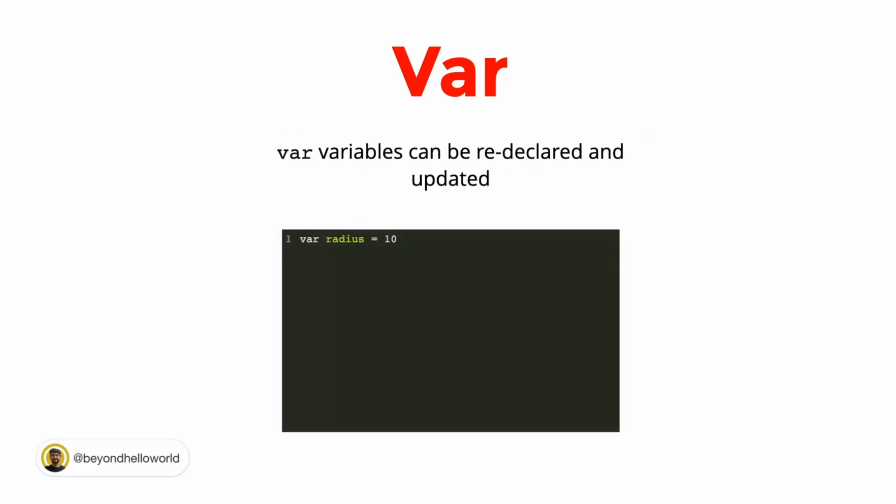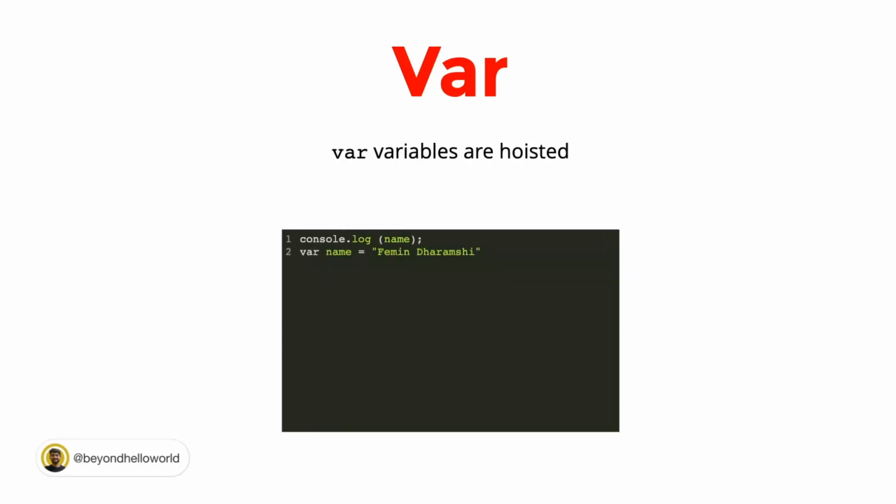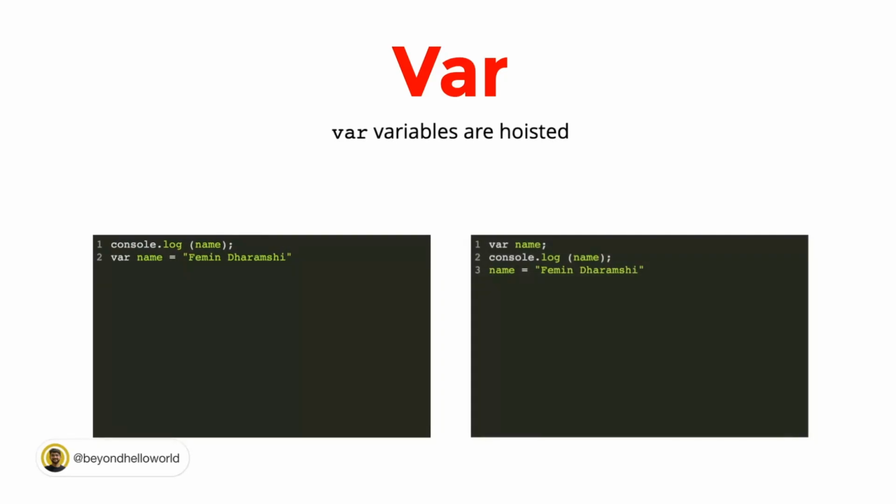Var variables can be redeclared and updated. This means if I declare a radius var that is 10, at any point in the program I can update it as another value, simply like here. And var variables are hoisted. That means if I try to use the variable before it is being declared or defined or initialized, it will not give an error. Instead, it is same as defining it before it's being used. So it becomes something like this. And this will print undefined. It will not give an error.